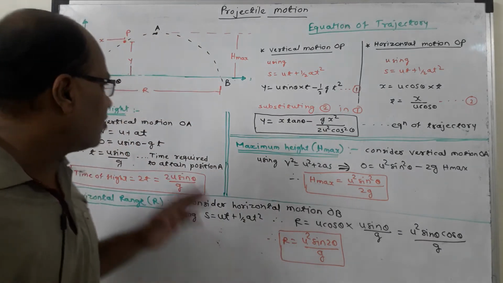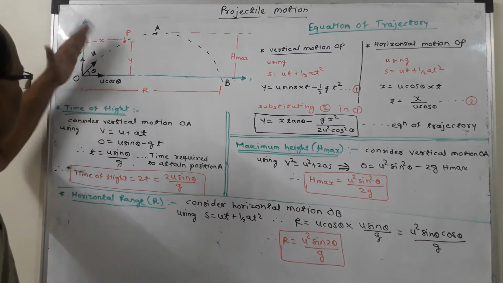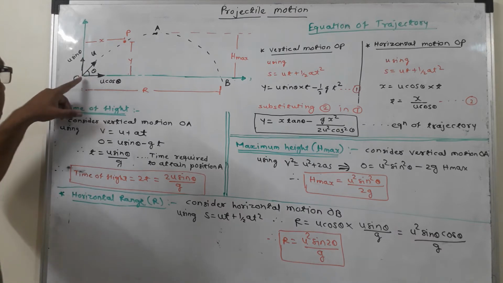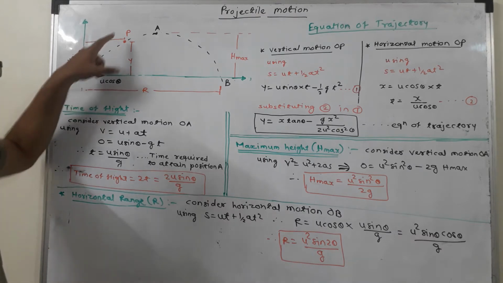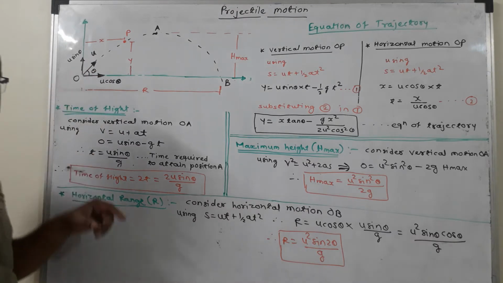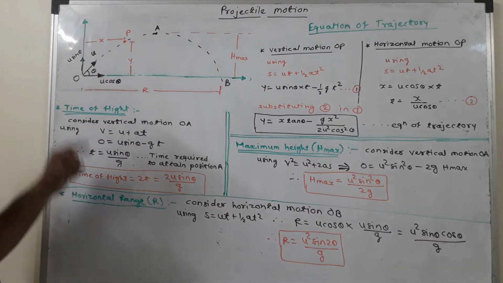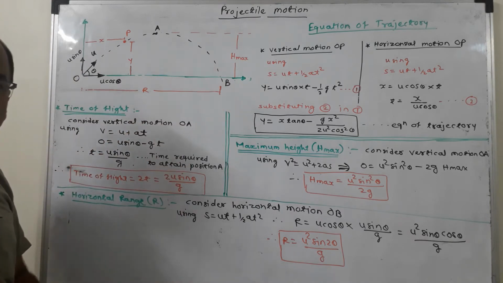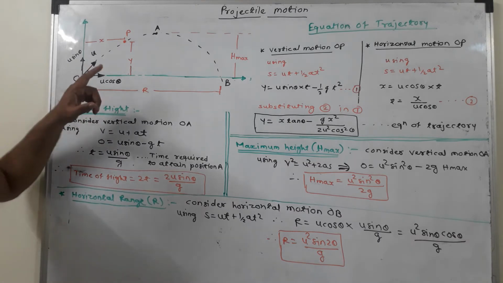Whereas instead of throwing the stone in the upward direction, if I throw it at an inclination to the horizontal, so let a stone or this particle be given a certain initial velocity at an angle theta to the horizontal. What will happen is that it will perform a parabolic motion and it is called a projectile motion. Now, why does it perform a parabolic motion?